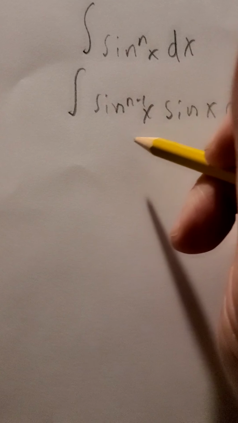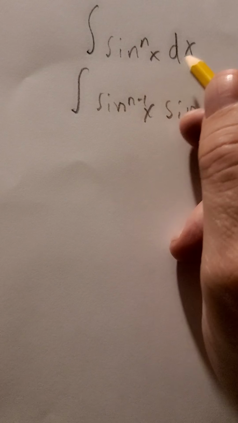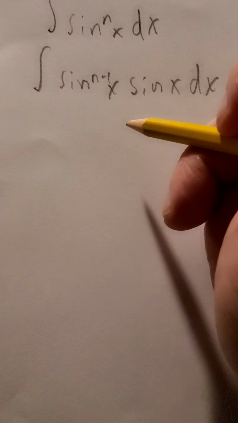So I'm going to write this as the integral of sine n minus 1 of x times sine x dx, like that. Now, if I write it like that, by the power rule, you have sine n minus 1 x times sine to the first power x. n minus 1 plus 1 goes to n, and you still have sine to the nth of x dx, right? That's the power rule, it's called.